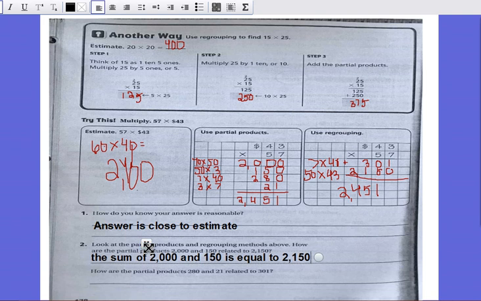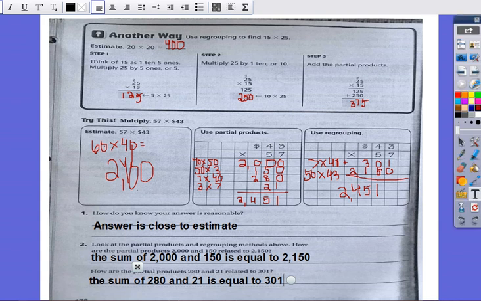The second part, how are the partial products 280 and 21 related to 301 up here? I would say the sum of 280 and 21 is equal to 301. If you notice, this step just breaks this step down a little bit more, which is fine. I like this one because I get to make sure all my places get covered, but whatever works for you.